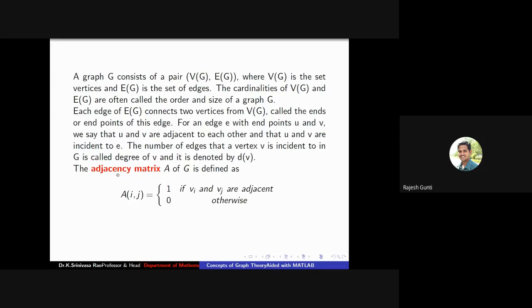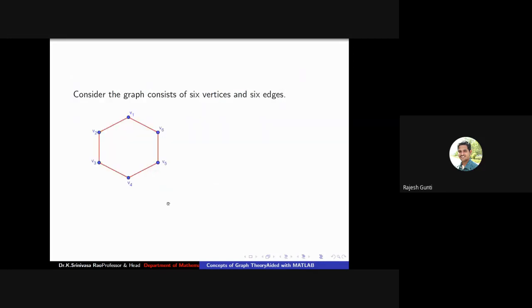The adjacency matrix. The adjacency matrix A of G is defined as A of i comma j equal to 1 if Vi and Vj are adjacent, otherwise 0. So like this, we write a matrix. That matrix is called the adjacency matrix. It is of order n by n. There are 6 vertices, so it is a 6 by 6 matrix.